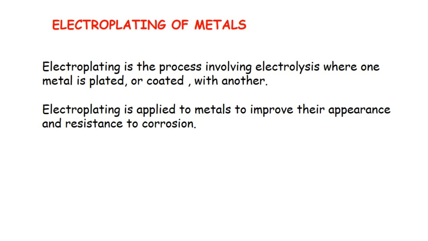Next topic is electroplating of metals. What is electroplating? It's a process involving electrolysis where one metal is plated or coated with another one. This is done for improving the appearance and to resist corrosion. For these two things, to improve the appearance and to resist corrosion, we electroplate metals.